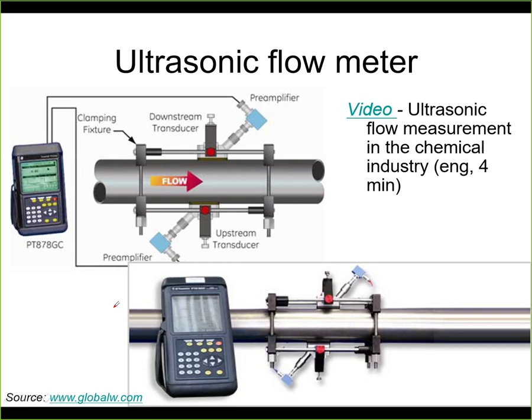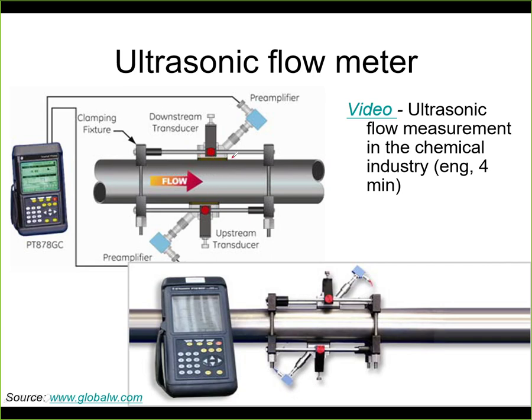One of the biggest advantages of the ultrasonic flow meters is that it can be mounted from the outside on the pipe, and you don't need to interrupt the process at all. So this is called a clamp-on system. This is the pipe, and you mount one transducer from one side and a second transducer from the other side, and it goes through the wall.